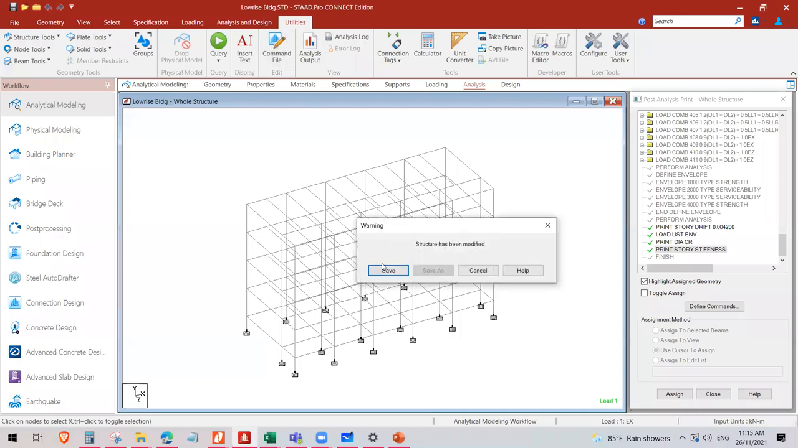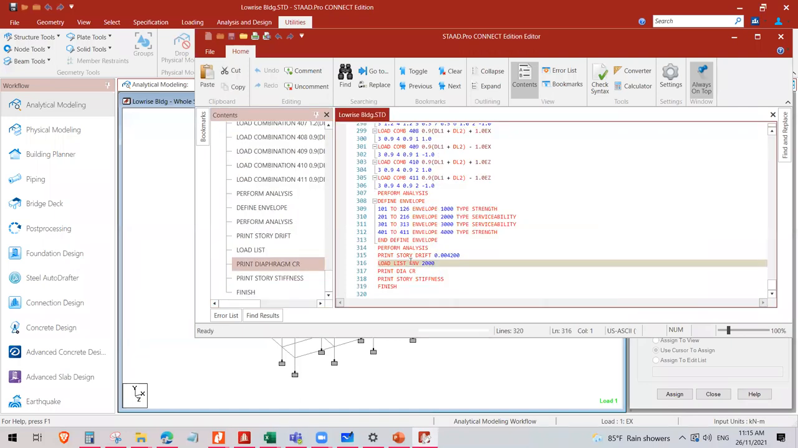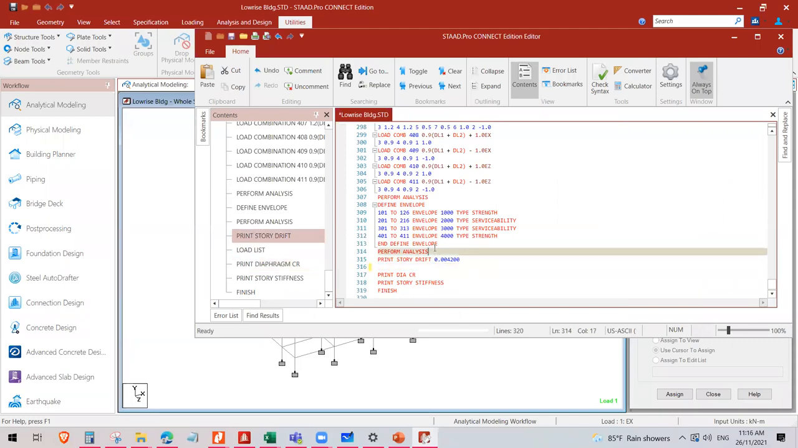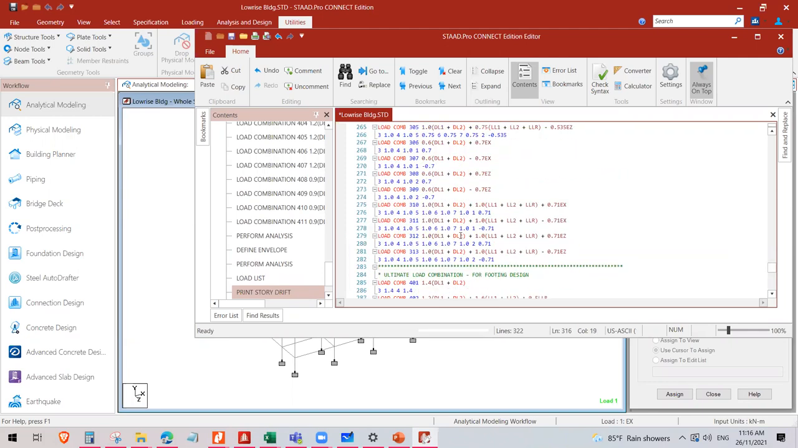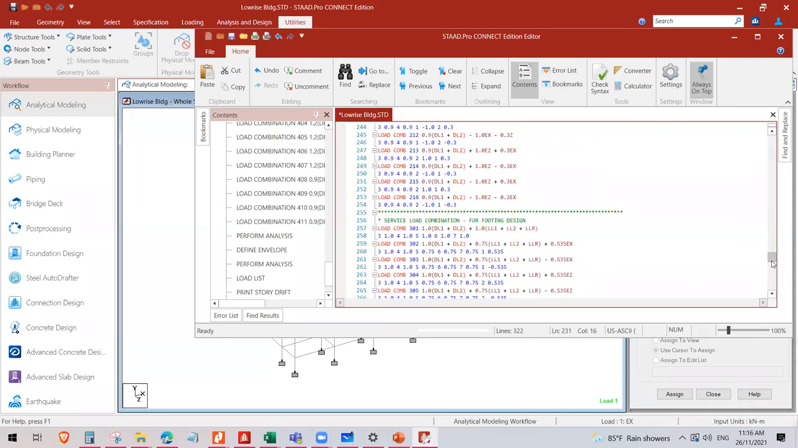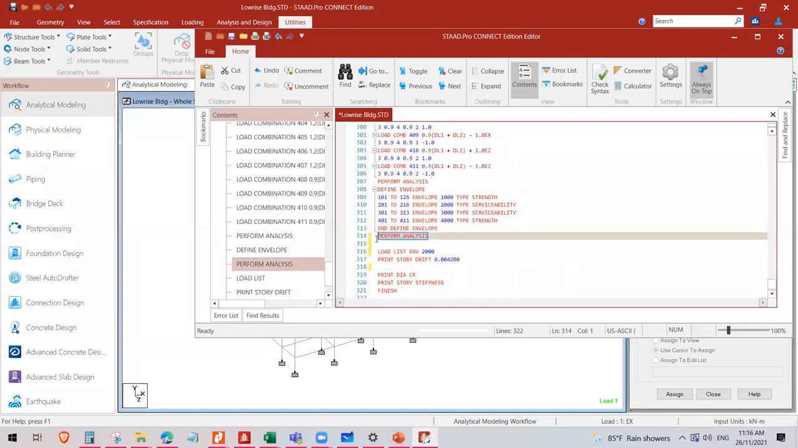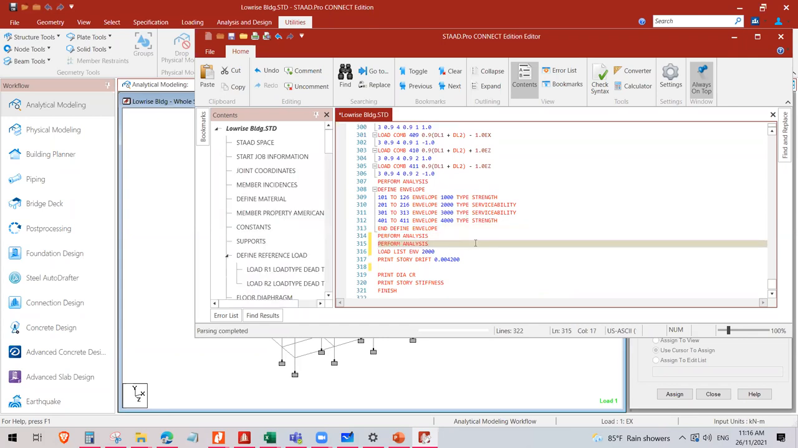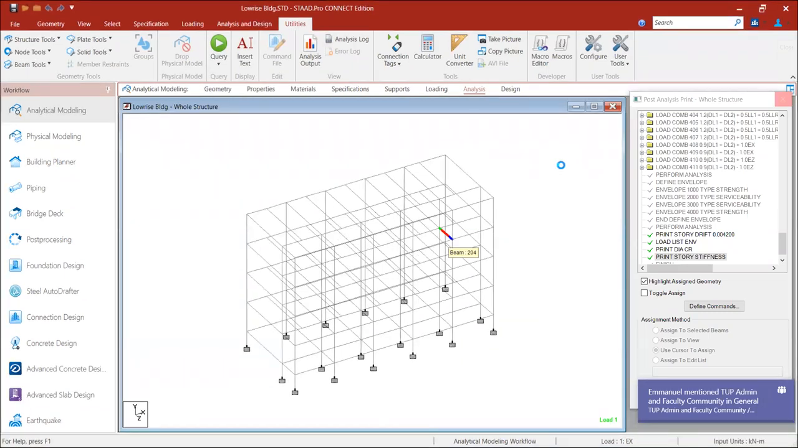Utilities, command file. Dapat nasa unahan muna si load list. Kumbaga, uutusan mo si STAAD na i-check niya muna yung story drift, i-compare niya sa load case na 2000, which is yung load combination ko for drift. Ito yun. Yeah. Okay, what else? May perform analysis yata na. Okay, so save, close. Naku, baka nag-crash pa to.